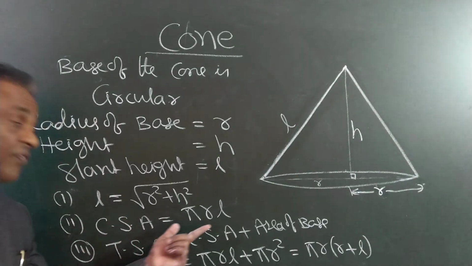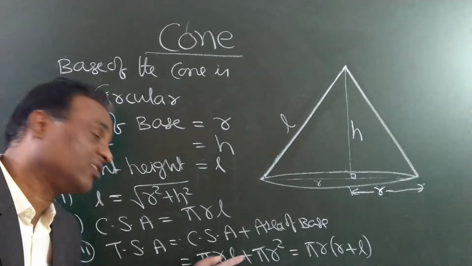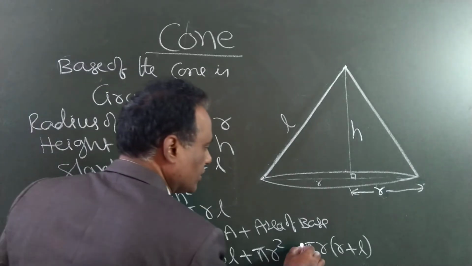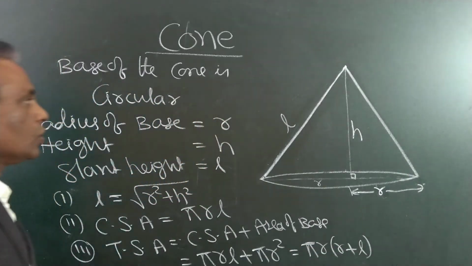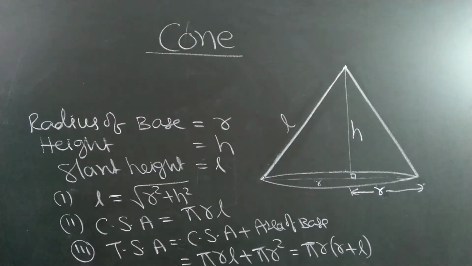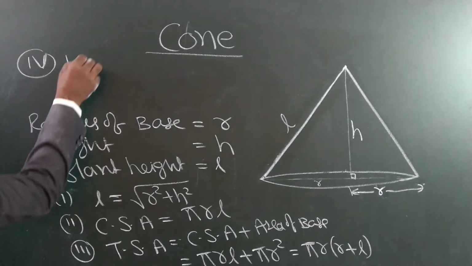Curved surface area formula is pi R L. Total surface area formula is pi R L plus pi r square, or if you take pi r common, pi r into R plus L. You can remember it like this or like this. Both are the same. This is the total surface area. Next, the fourth formula, volume. Volume of cone.